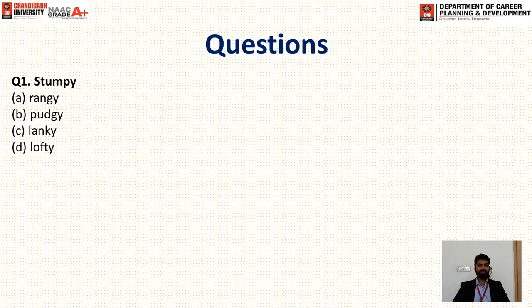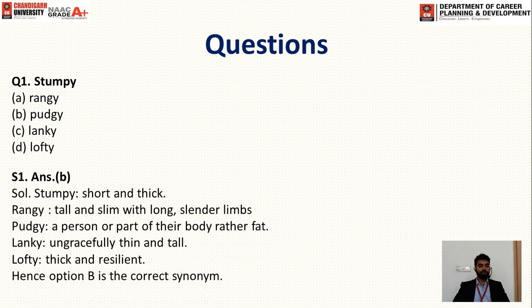I hope you have guessed the right answer. The right answer for this is option B. Stumpy means short and thick, and option B, pudgy, means a person or part of their body that is rather fat. Rangy means tall and slim with long slender arms. Lanky is ungracefully thin and tall. Lofty is tall and imposing.